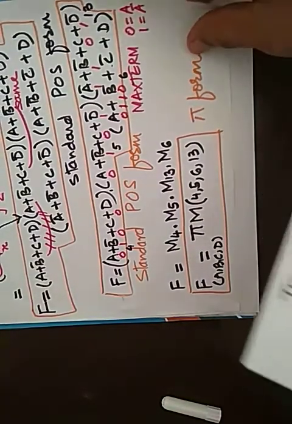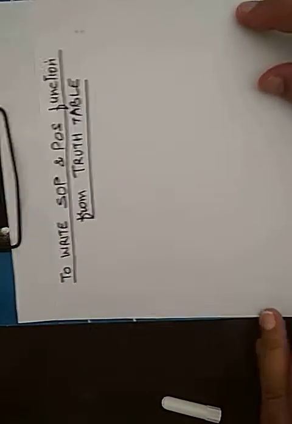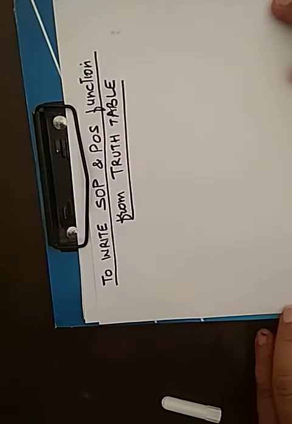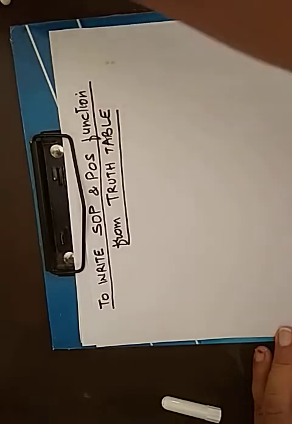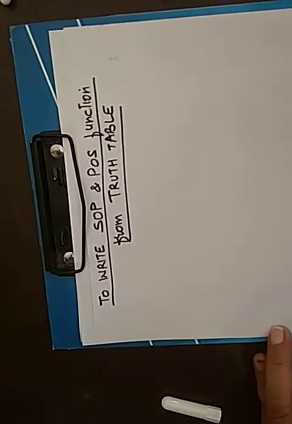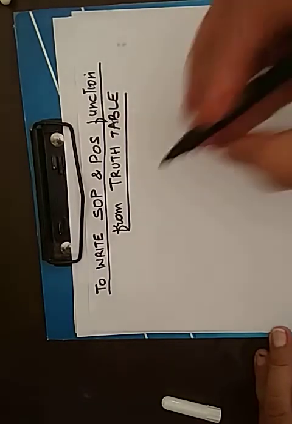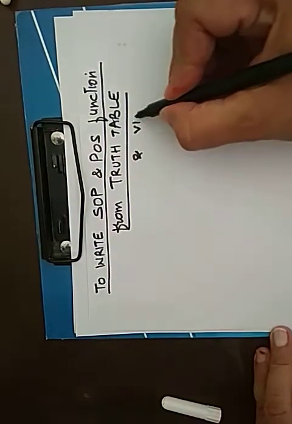Having understood these two parts, let us see how to write SOP and POS function. So next we will see how to write the SOP and POS function from the truth table, and also vice versa.